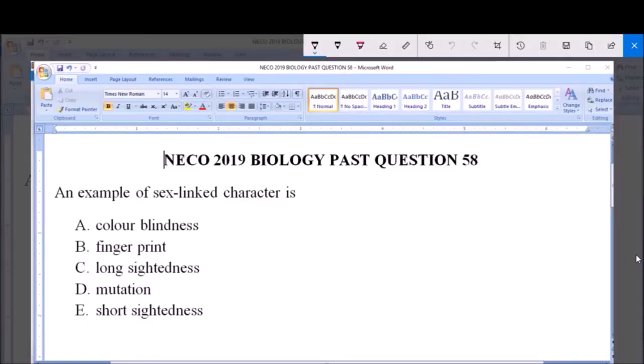I will be answering NECO 2019 biology past question 58. An example of a sex-linked character is: A. Color blindness, B. Fingerprint, C. Long-sightedness, D. Mutation, and E. Short-sightedness. Now, what are sex-linked characters?